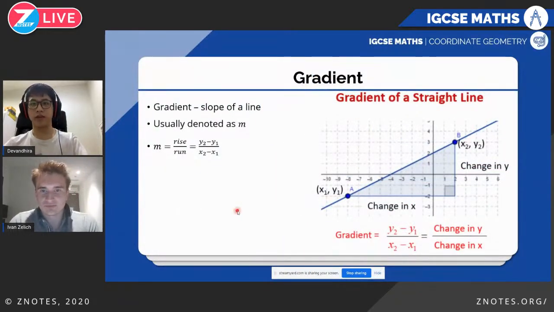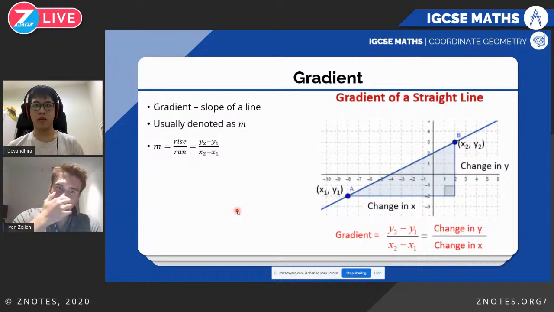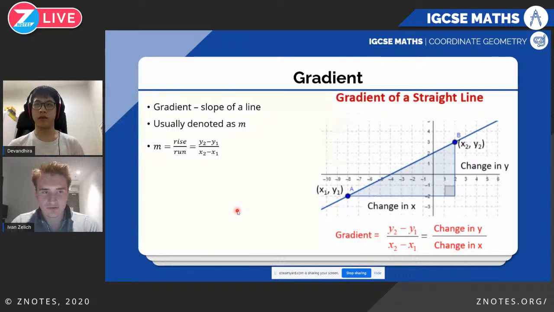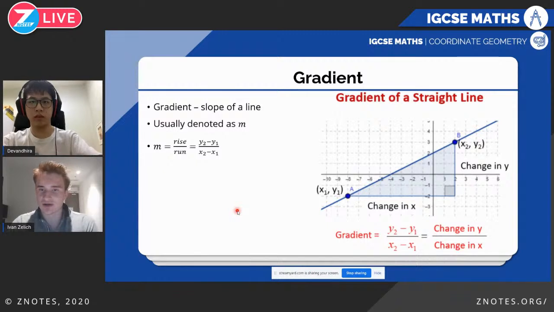Okay, gradient. So gradient is the slope of a line. A bigger gradient means the line is steeper, and a smaller gradient means in general the line is not as steep. What's important to know is the gradient is rise over run. So when you have 2 points, it's the change of y on the change of x.